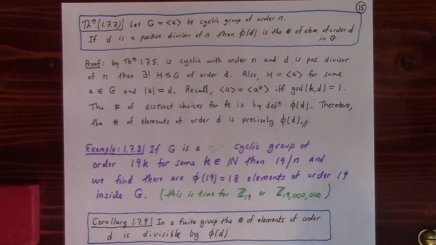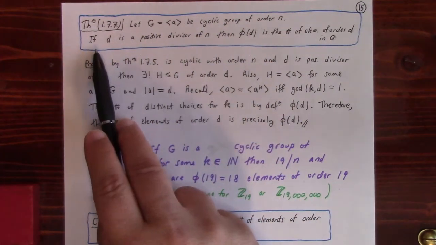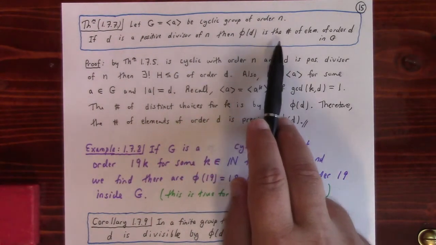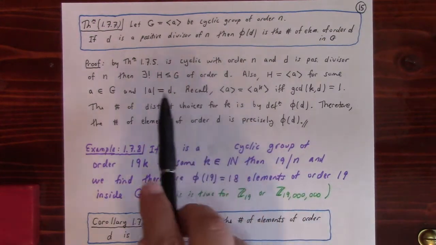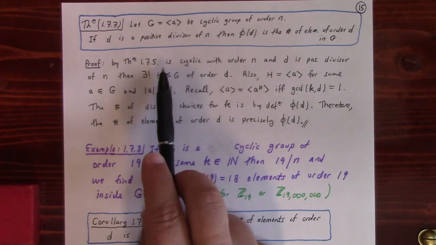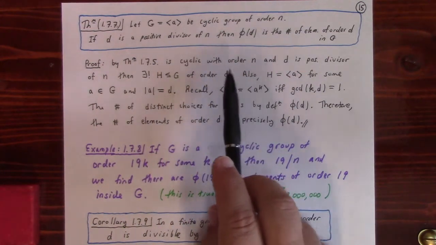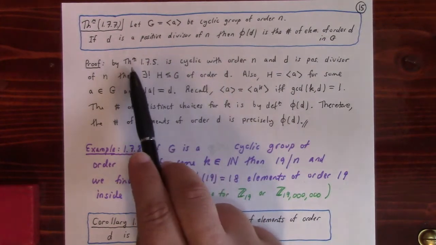All right, theorem 1.77 in my notes. Let G be a cyclic group of order n. If d is a positive divisor of n, then phi of d is the number of elements of order d in G. So here's the proof. By theorem 1.75, there is a subgroup H that is cyclic with order d.